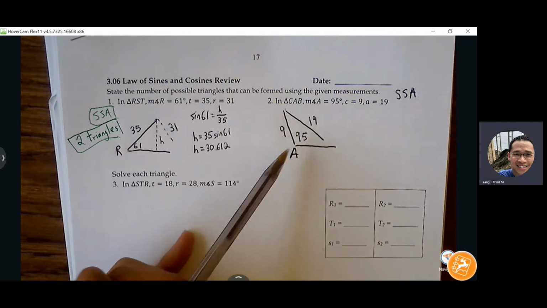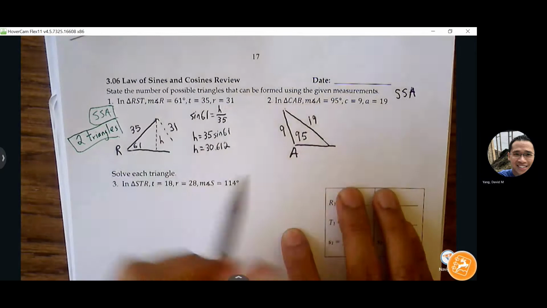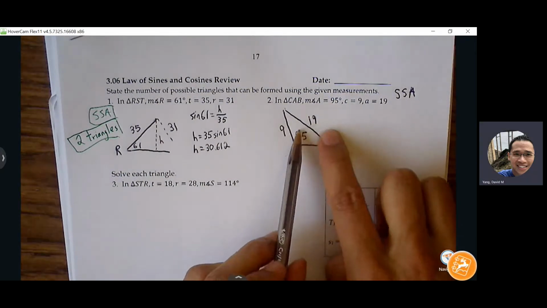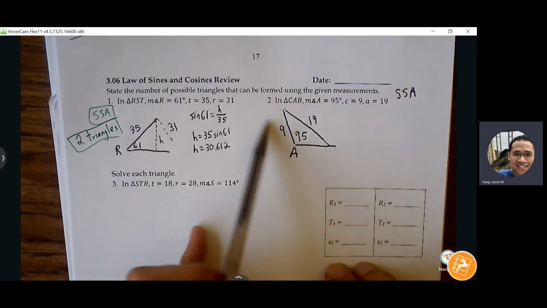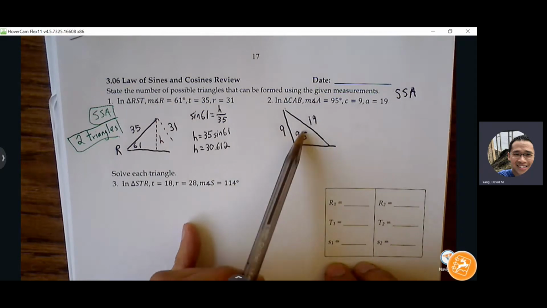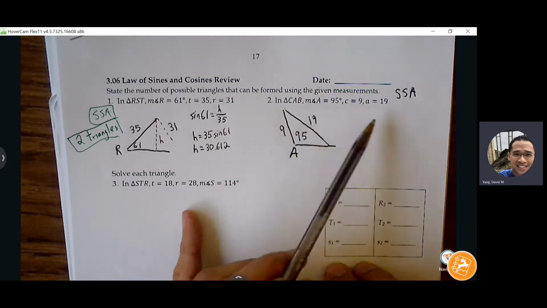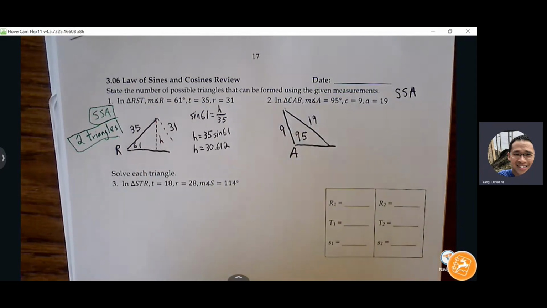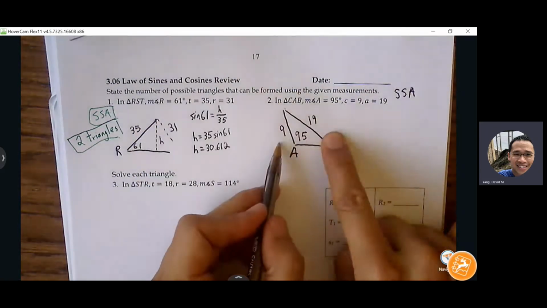If it's obtuse, all we need is this length needs to be longer than what? Longer than 9. That's all it needs for it to create one triangle. If it's 9 or less, then it's 0 triangles. So the only chance with this 95 degrees and the side-side-angle is either 0 or 1 triangle. We're not going to have two triangles to worry about. Okay, so 19 is greater than 9. That's safe.